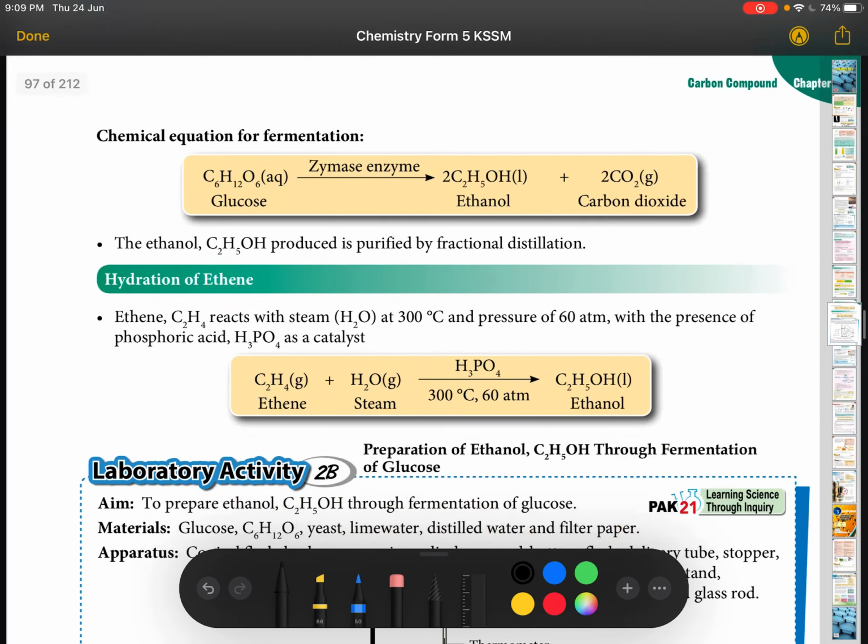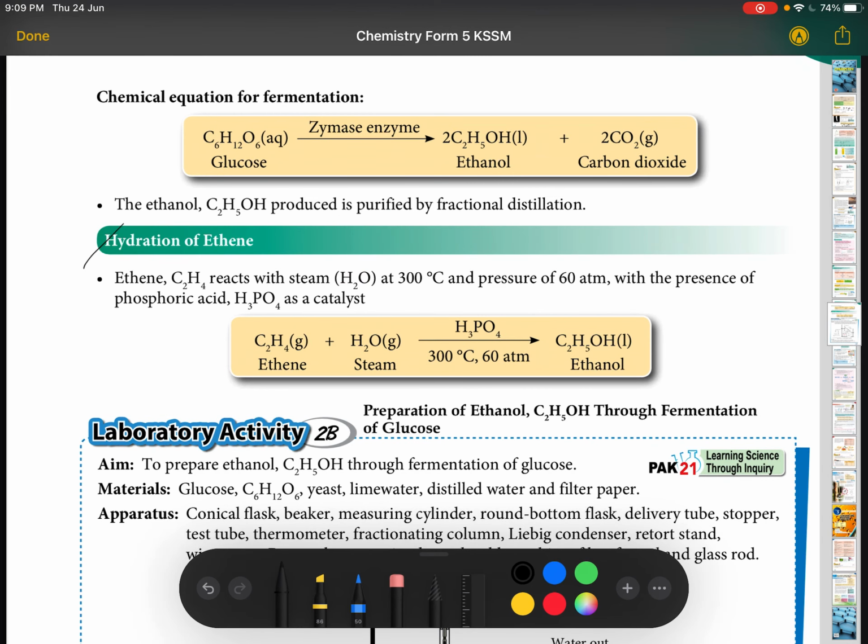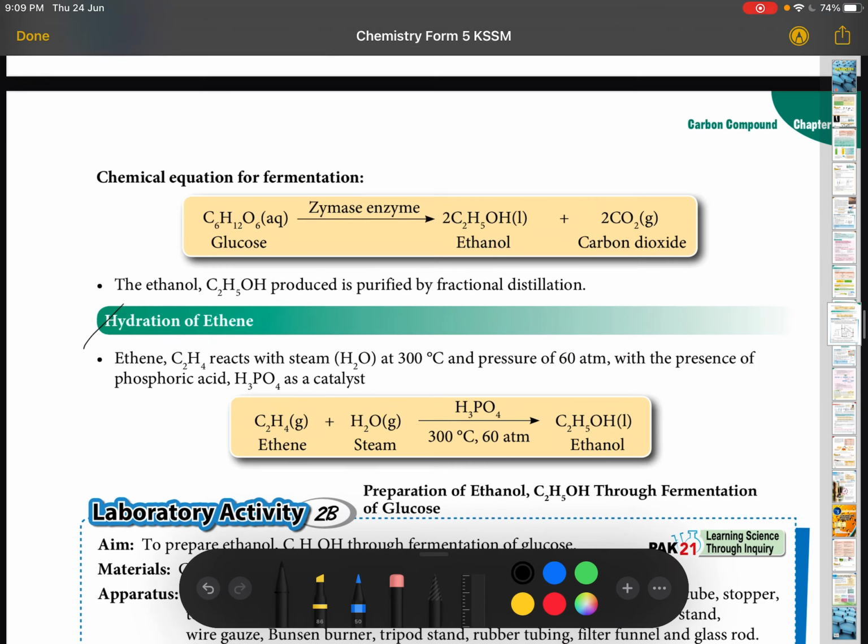So there are two main ways to prepare ethanol. Number one is hydration of ethene, like we already learned hydration in the last video. You need H3PO4 as your catalyst, phosphoric acid, as well as 300 degrees Celsius and 60 atmospheric pressure, and react with water or steam.